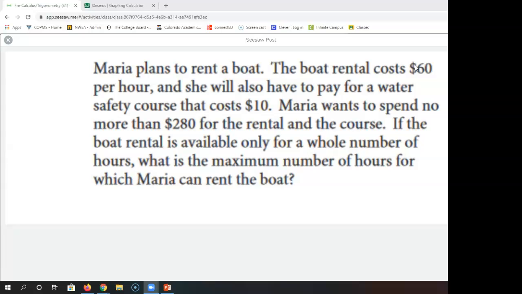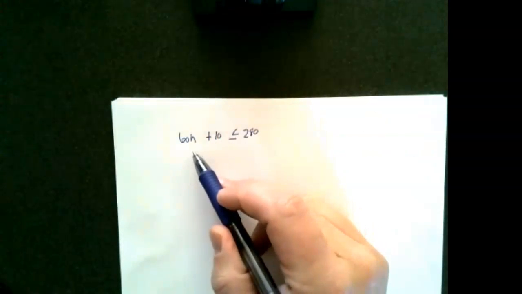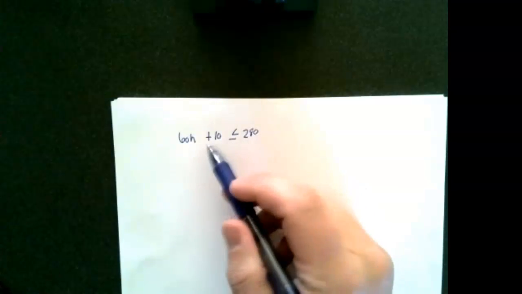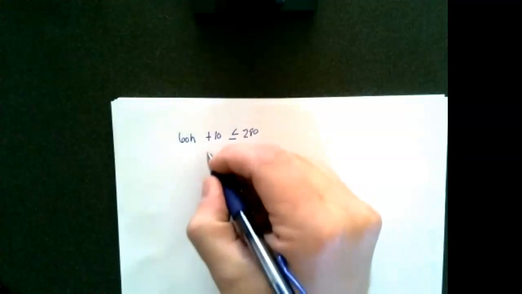So this one, it's all about picking out information. It's going to set up like a linear inequality. The key is $60 per hour, and then she has her $10 boat class, and we want that to be less than or equal to $280. Okay, so that's the equation that we're dealing with. If we're able to solve for h, we're going to find the meeting point, or what h value would make 280. So we're going to solve for it.